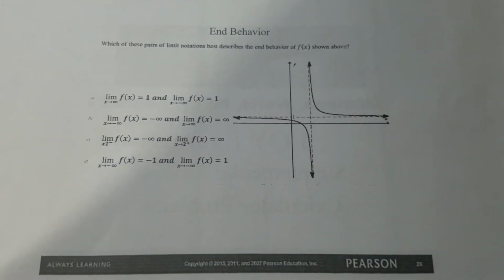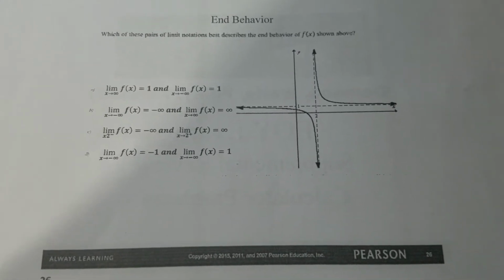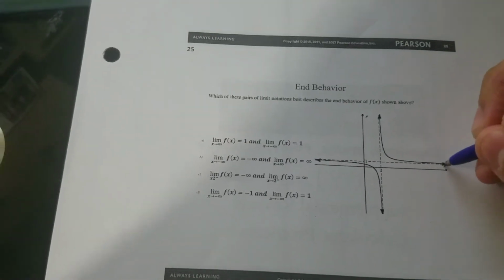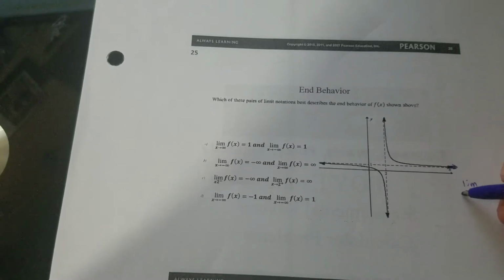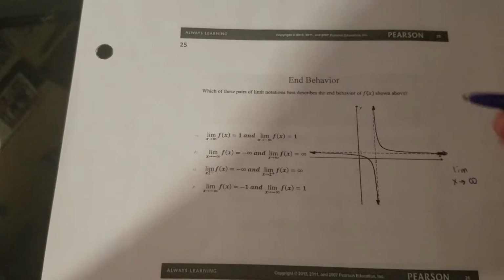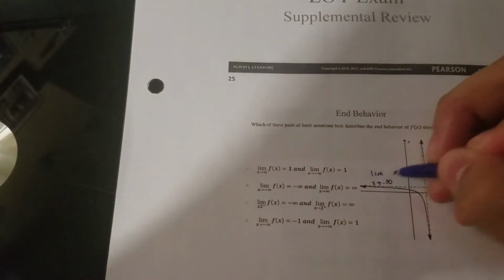The first question I want to go through is end behavior. This one's just asking which is the limit notation for what's happening on the ends. So the ends are these over here, guys. What's happening over here? I see that this keeps going on forever and ever. So this is my limit as I go to, here it's positive infinity, and on this side it's negative infinity.